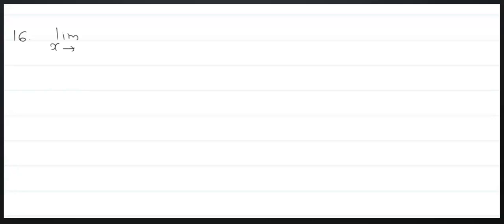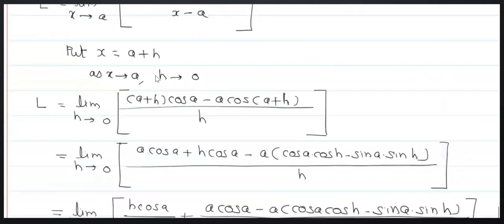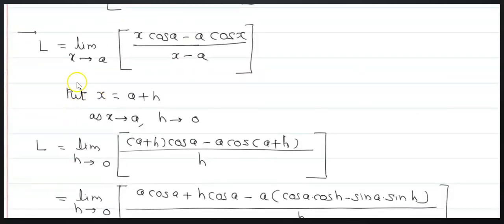Now the problem number 16: limit x tends to a of (x cos a minus a cos x) upon (x minus a). Now see this here. Limit x tends to a.